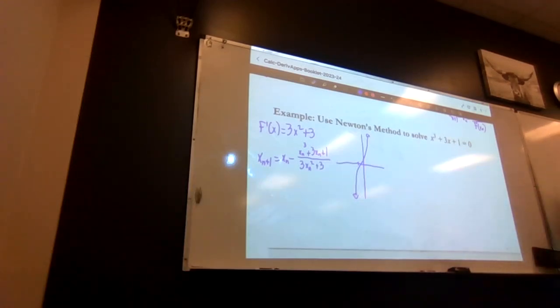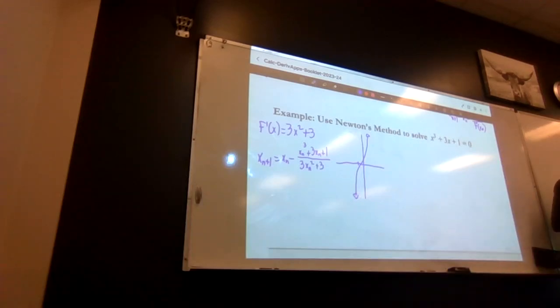What does the sub n mean? That just means it's assigned a value right there. So if n equals 1, that's x1. If n equals 2, that's x2. It's just a way to linearize, like here's x1, here's x2, here's x3. It's just to order our guesses. So let's go ahead and approximate these.